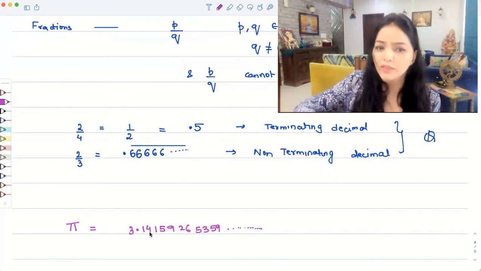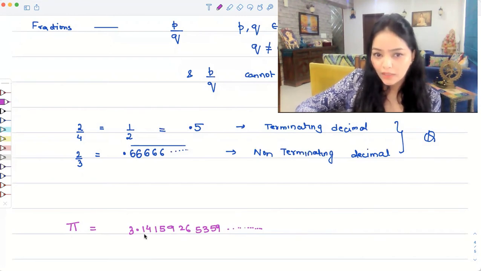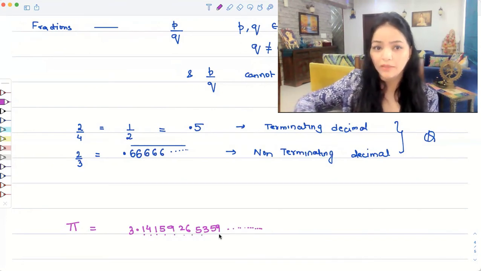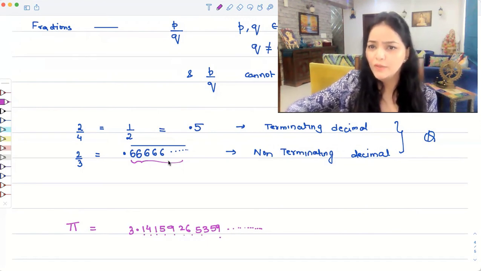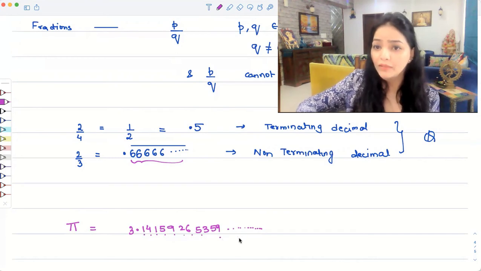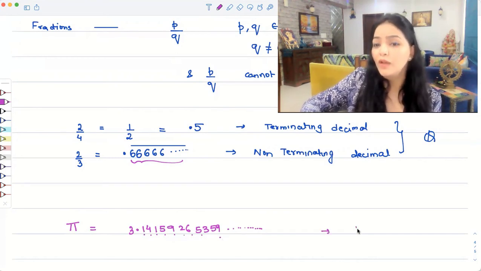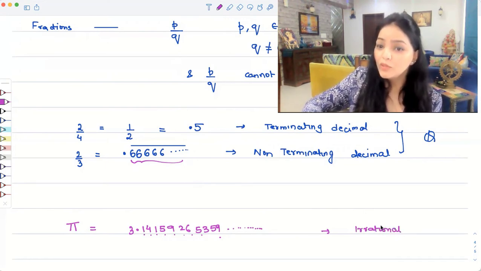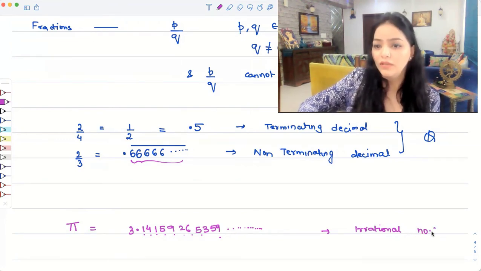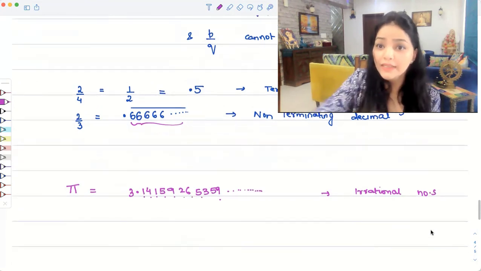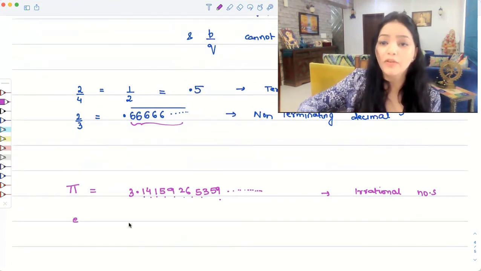So what you can notice out here is something. The numbers of the decimal, they do not have any pattern. Like you have a pattern here in the non-terminating decimal, which is not ending. But here, you don't have any pattern. These kind of numbers are called irrational numbers. But they're real in nature. They're not imaginary numbers. They are real numbers. They exist. Pi exists, okay? E exists. They are examples of irrational numbers.